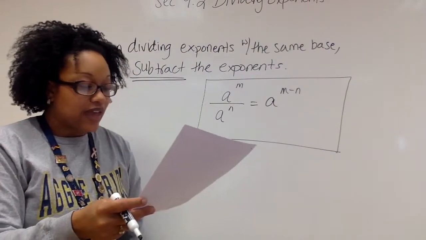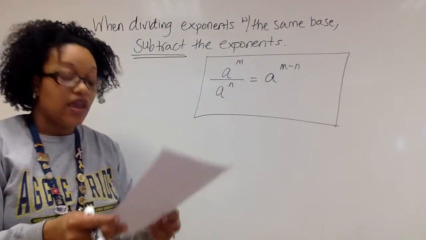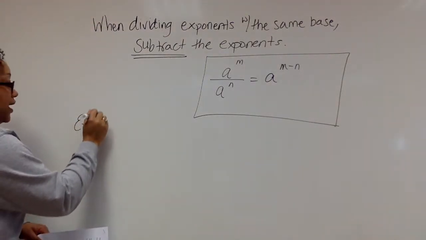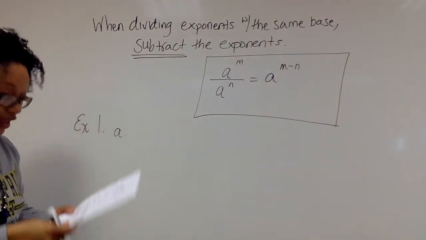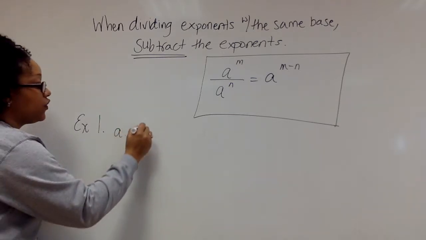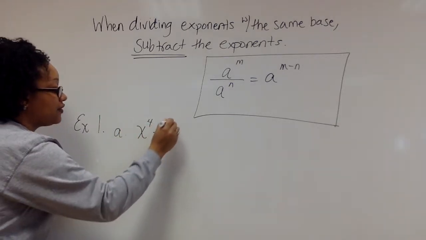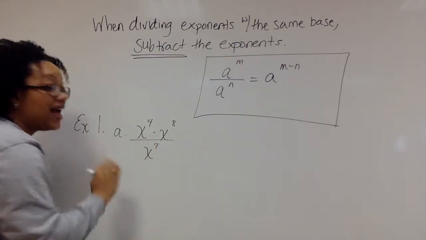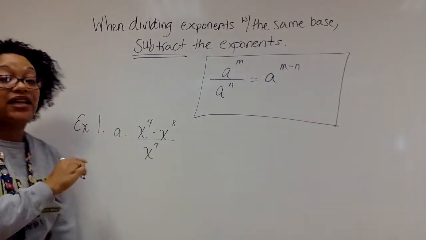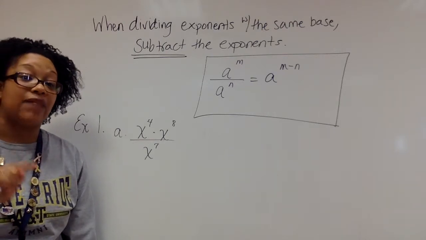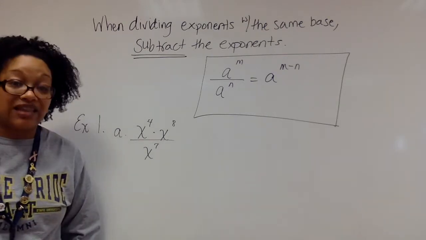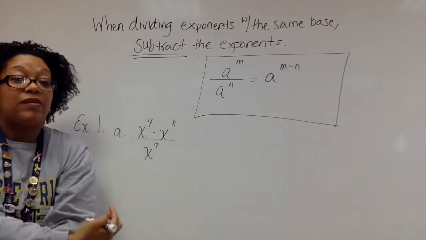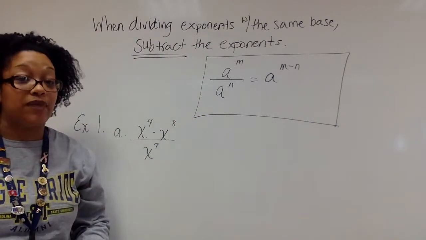Now, let's look at some examples, all right? For example A, 1A, let's say you are given x to the 4th times x to the 8th divided by x to the 7th. Now, I like this problem because it's reminding you of the rule that you learned in 9.1. You can't forget that rule because by the time we're done with this unit, all the rules are going to be combined in one problem, so you've got to remember them.